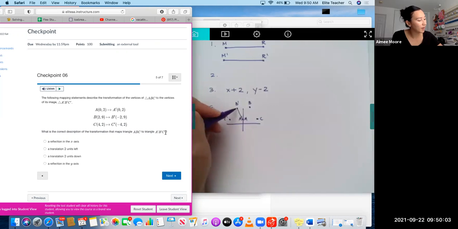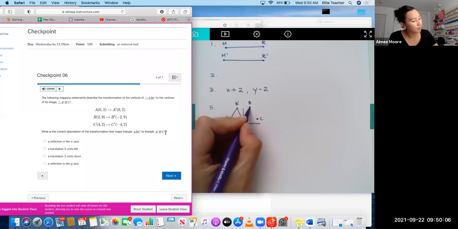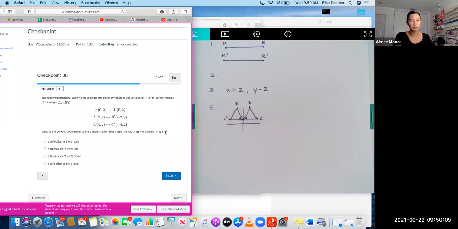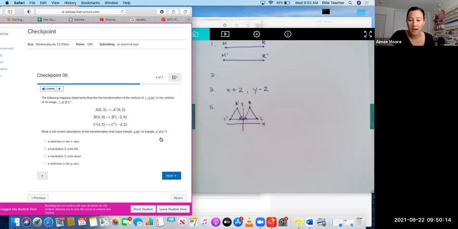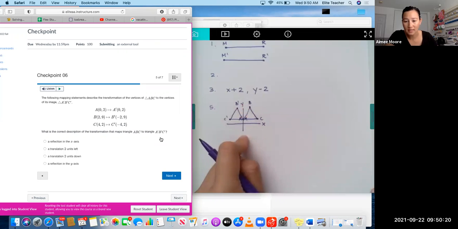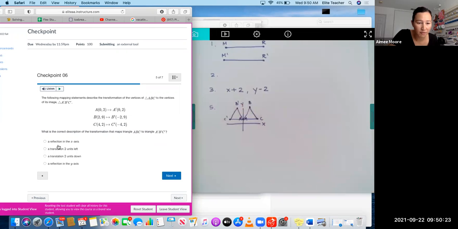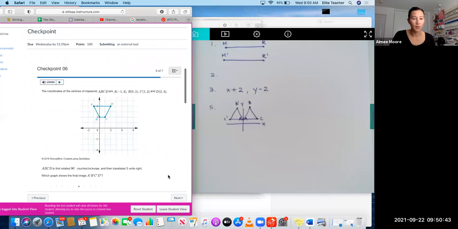And so now we can pretty easily see that it is a reflection. And we have our x-axis here and our y-axis here. And so very good, Keegan. Yes, it is a reflection over the y-axis. And Sarah too, excellent. So a reflection on the y-axis. Any questions on number 5? All right.